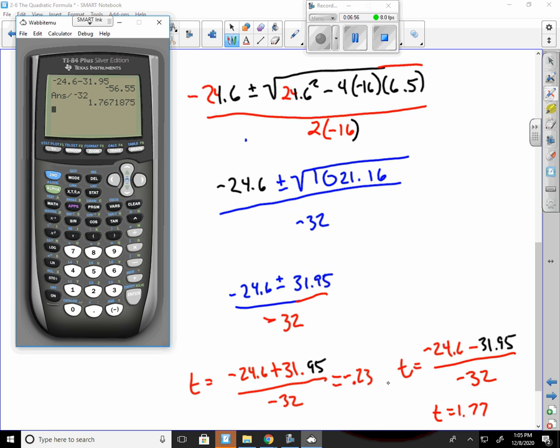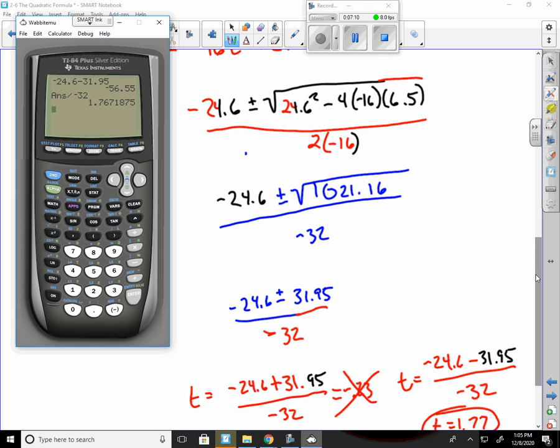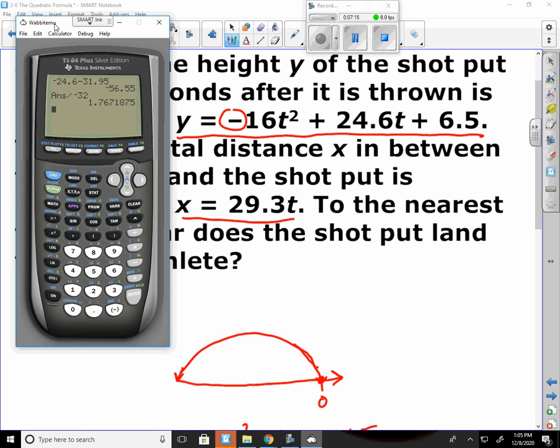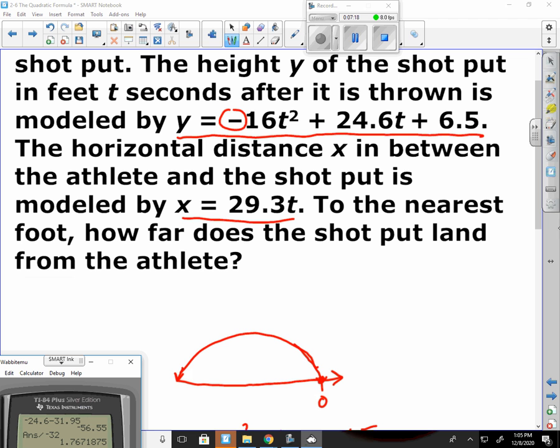Now, since we're talking about time here, I can't have negative time. So this answer would be incorrect. It would have to be t equals 1.77. Once I have that, I can plug that into my x equation. Just to finish the problem out, 29.3 times 1.77, and that'll give me the distance for how far it went.